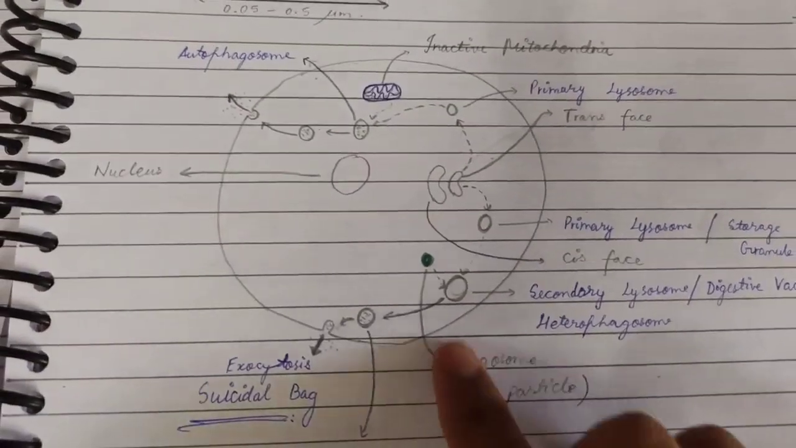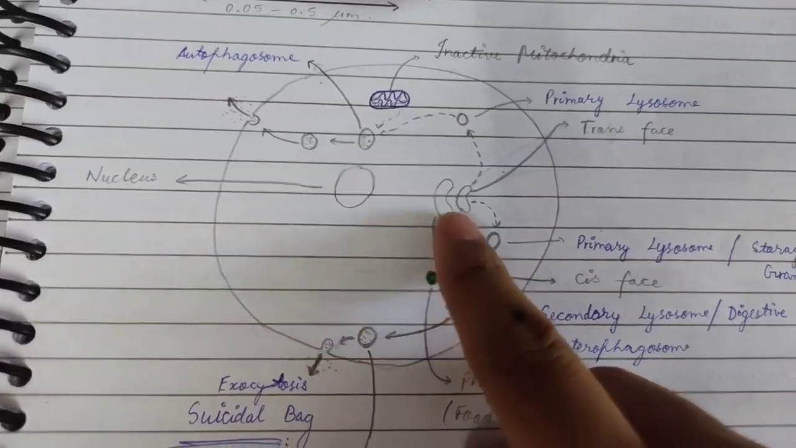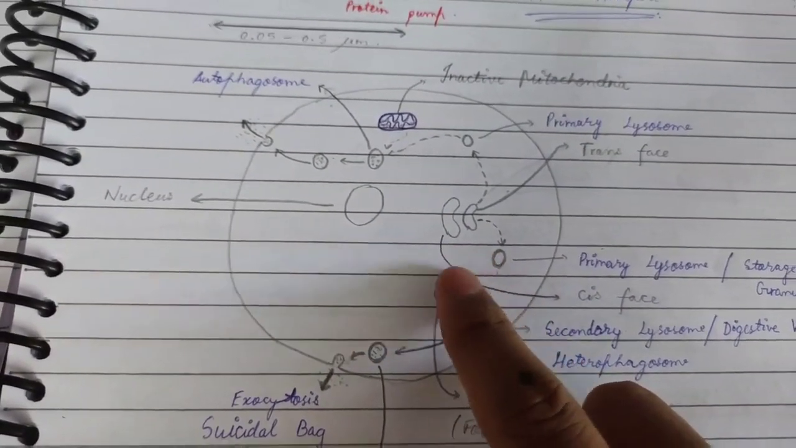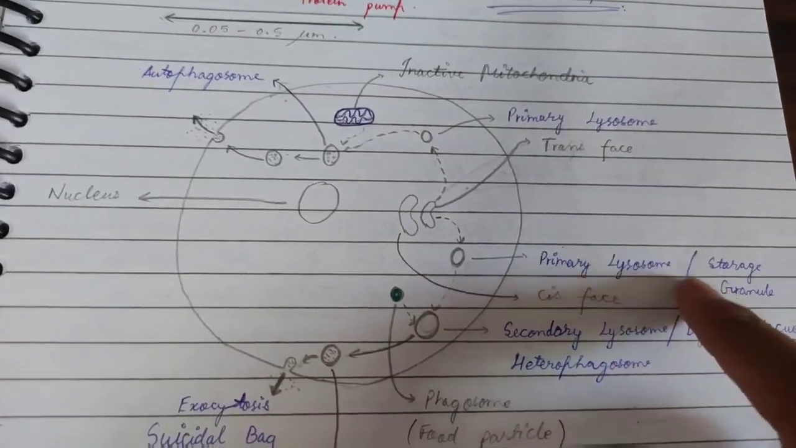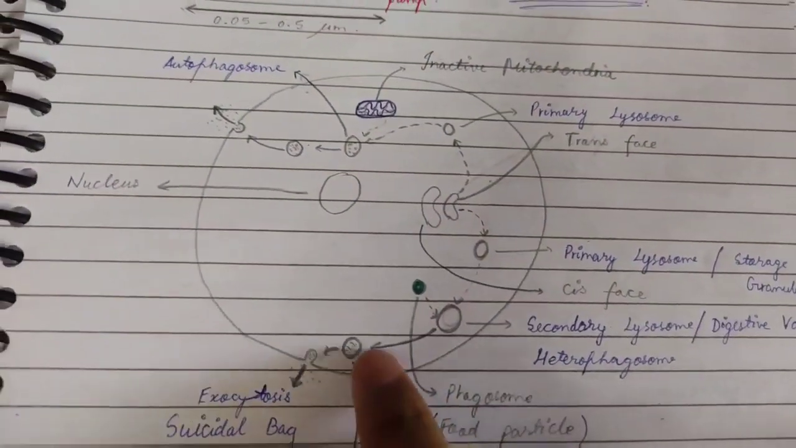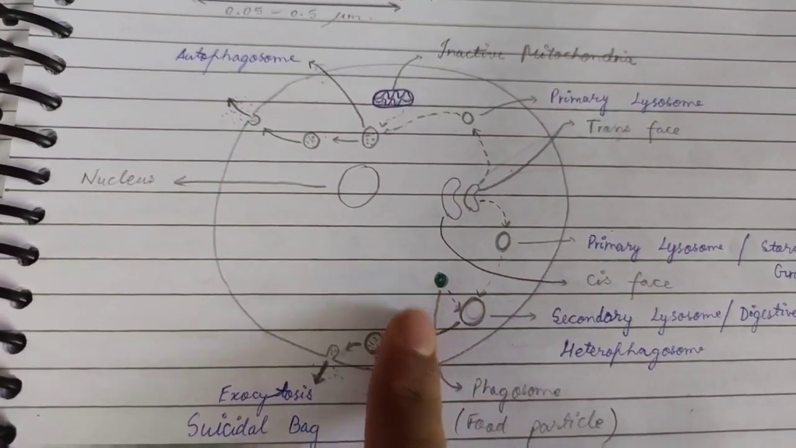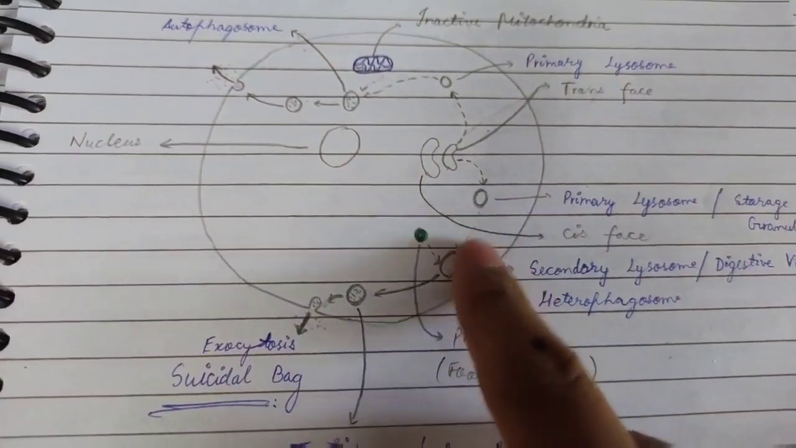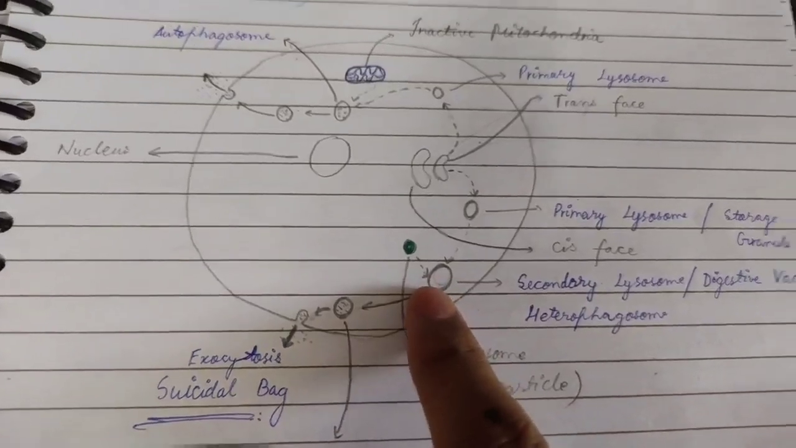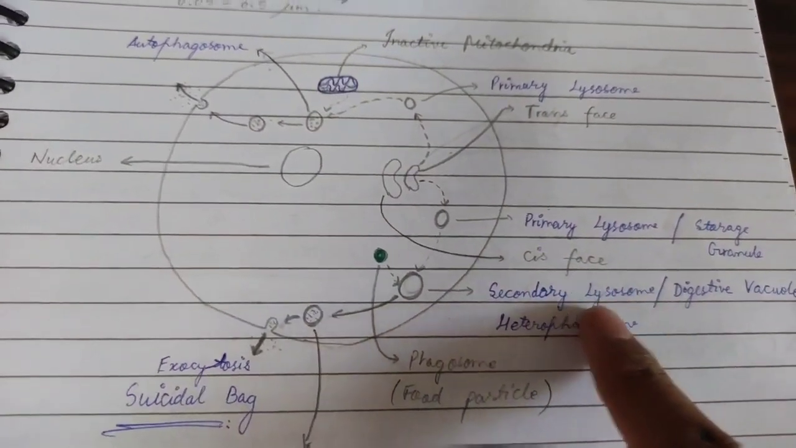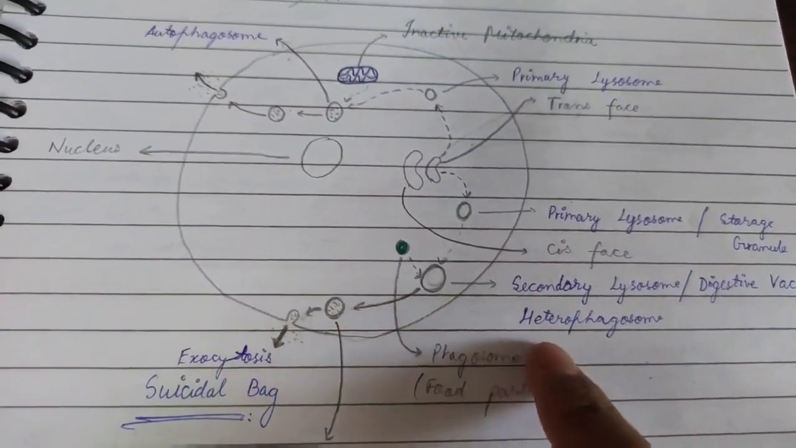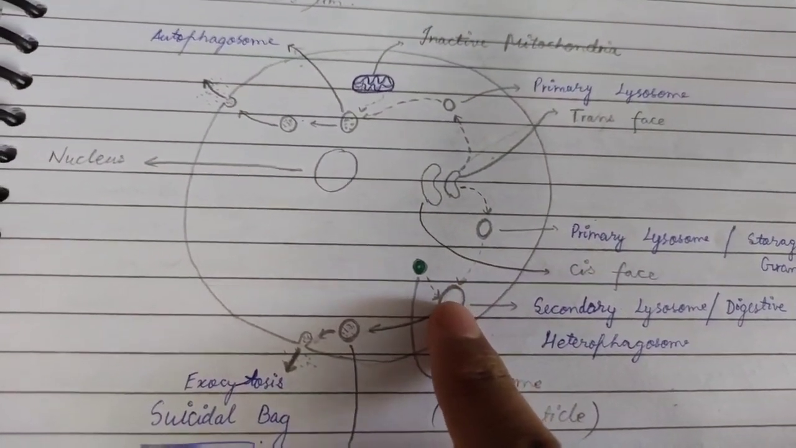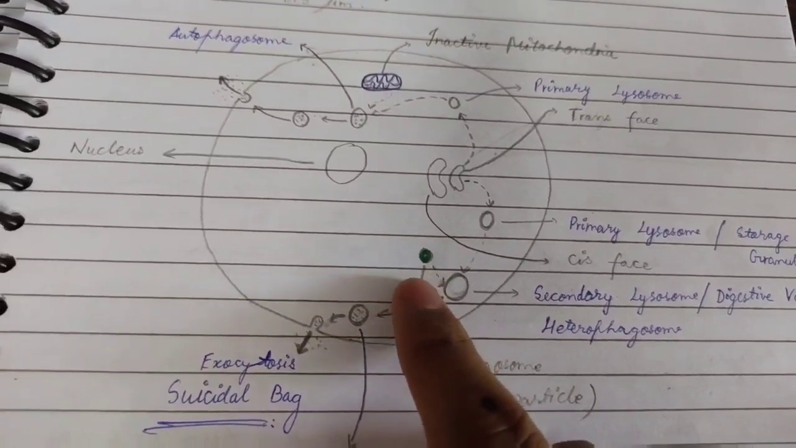Now see this diagram. This is the Golgi apparatus trans face. Now see, this lysosome is secreted by it. This is known as primary lysosome or storage granules. Then this is basically a phagosome. Food particle is known as phagosome. Then primary lysosome fuses with the phagosome, and then it is known as secondary lysosome or digestive vacuole or heterophagosome. Then digestion takes place inside it and useful products are absorbed.